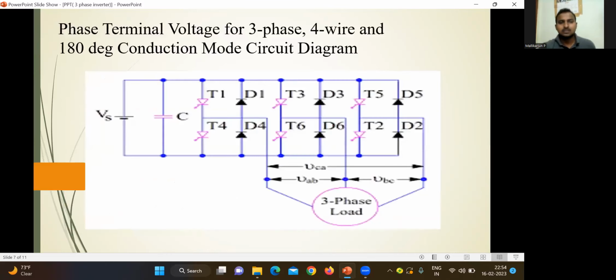In mode 1 operation, thyristors T1, T5 and T6 are on. The remaining thyristors are open circuit or reverse biased. T1, T6 and T5 are the only ones conducting. We are giving positive supply to T1 and positive supply to T5, phase A and next phase B supply.